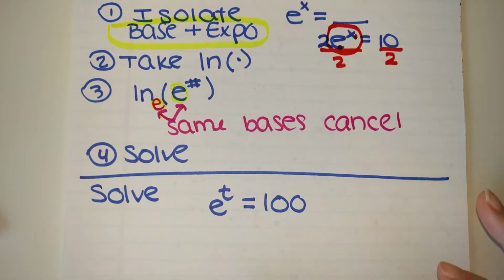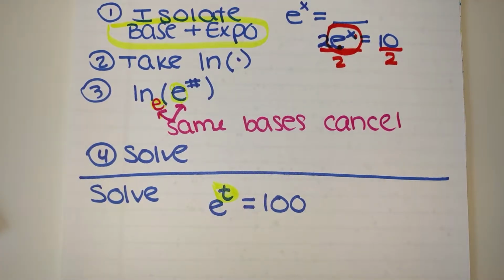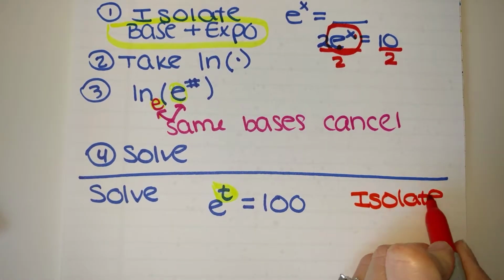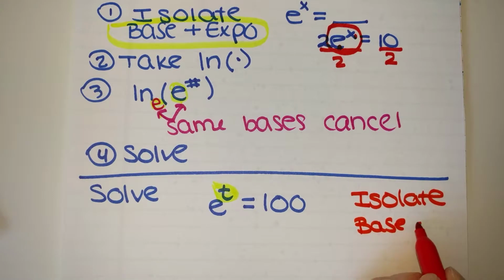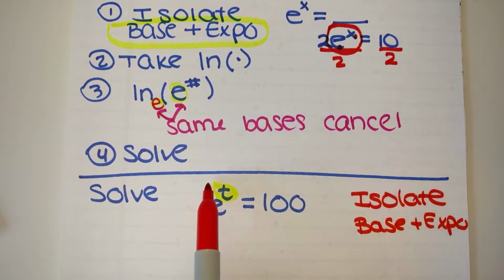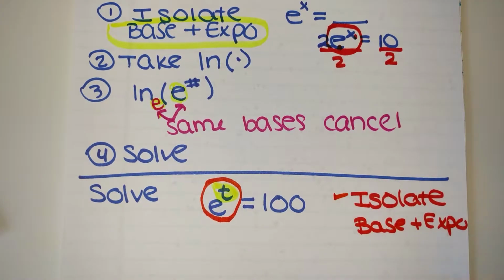If you look at this example here, the first observation that you should make is that it is an exponential equation, because t is in the exponent. The variable is in the exponent. So my first step is to isolate, and when I isolate, I am concerned about the base plus the exponent being by itself. Identifying the base as e and the exponent as t, that base plus exponent is by itself. So step 1 is done for us. Now we need to look at getting this t out of the exponent.